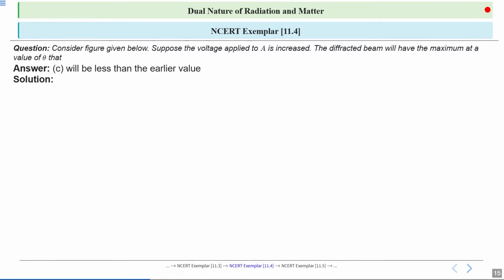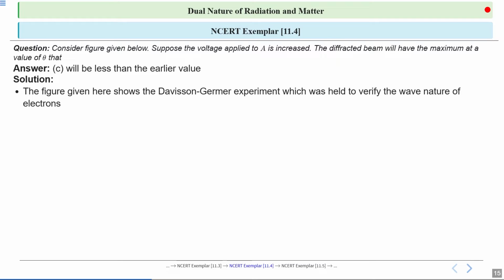So let's look at a question based on the Davisson-Germer experiment, which is a classical experiment that demonstrated the wave nature of electrons. Okay, the correct option is C. The maximum at a value of theta will be less than the earlier value.